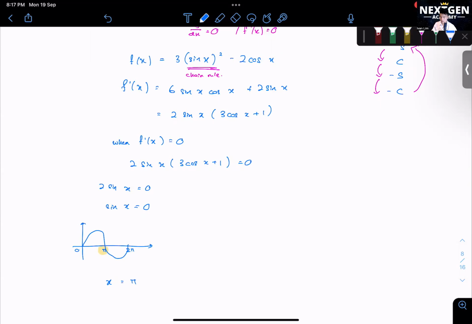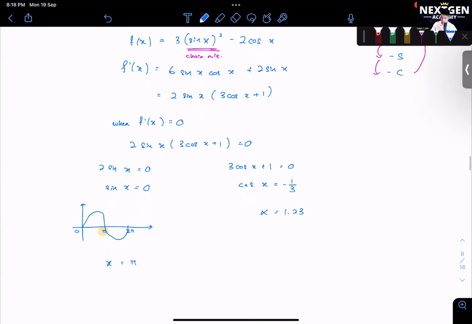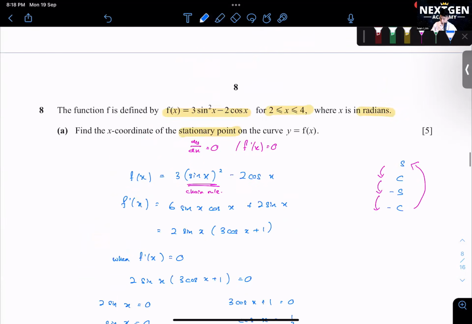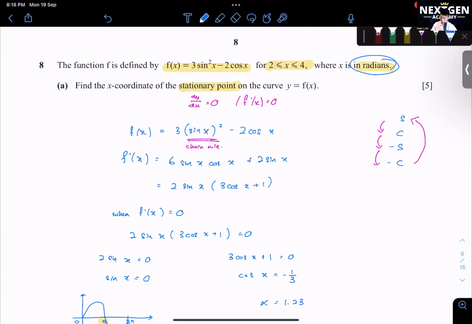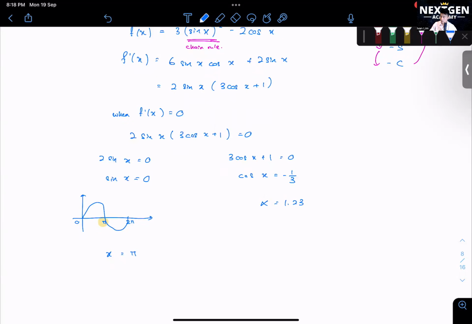Okay, we don't have to use ASTC for 0, -1, and 1. It will be easier for you all to calculate from like this. Calculate this part here. 3 cos x plus 1 equals to 0. cos x equals to negative 1 over 3. Okay, so alpha will be equals to 1.23. Make sure you change it to radian mode for this, because you see, the question is in radian, right? Okay, so alpha equals to 1.23.